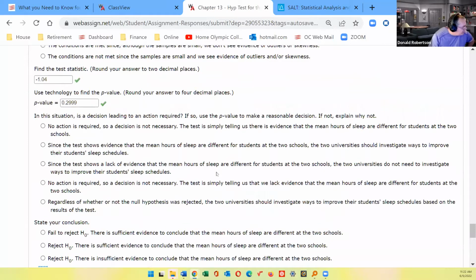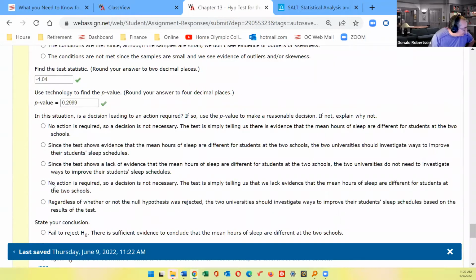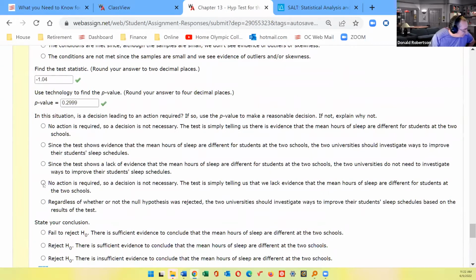And this question here, it talks about, is there any action required? And the one I'm picking is no. There, that one. Since that test shows that there's a lack of evidence, right? There's nothing to see here, then they shouldn't do anything about it.